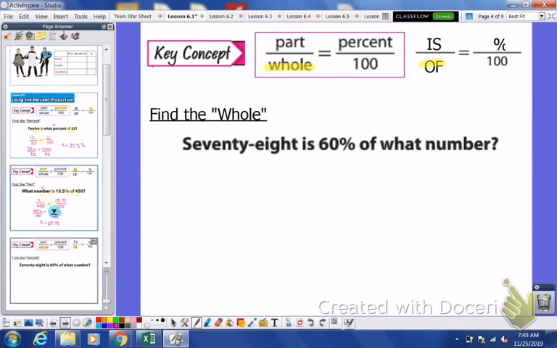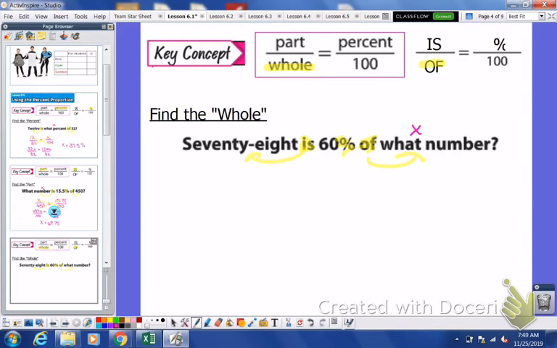So last up, finding our whole. 78 is 60% of what number? Again, if we go through and highlight, our is 78. We have our percent. Then of what number? So there's our unknown. Go back to that is over of equals percent over 100. If you just keep saying that over and over again, that way you remember what it is.